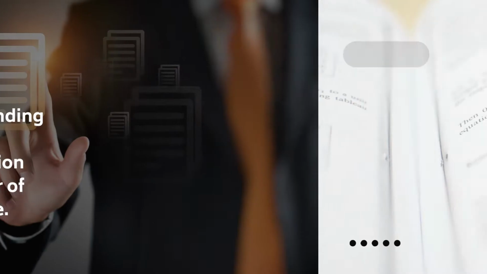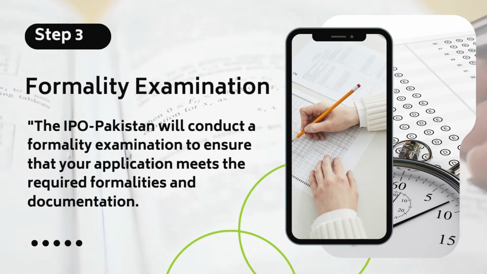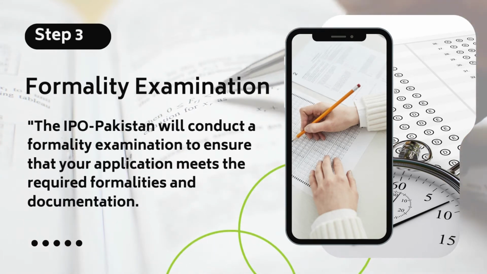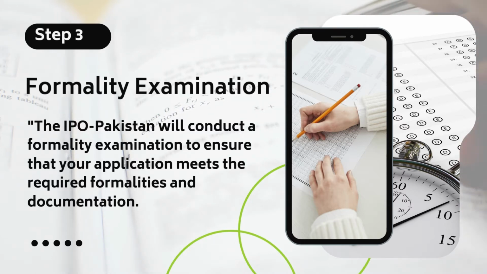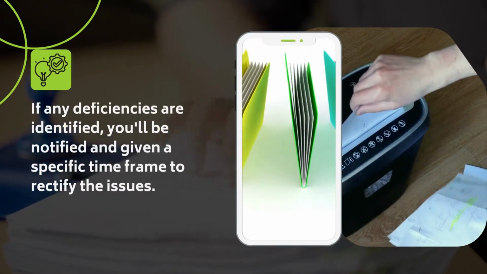Step 3. Formality examination. The IPO Pakistan will conduct a formality examination to ensure that your application meets the required formalities and documentation. If any deficiencies are identified, you'll be notified and given a specific time frame to rectify the issues.